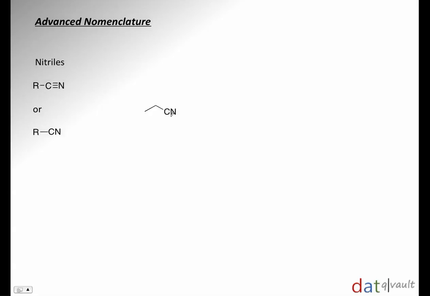Alright, in nitriles, we use the nitrile carbon as one of the carbons in the longest chain. So here we have a 3-carbon chain, which is a propane. Nitriles end in the suffix -nitrile. So this is going to be named propionitrile.